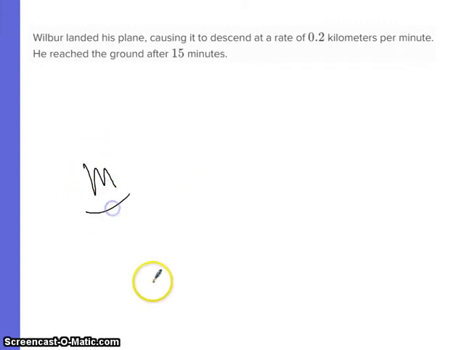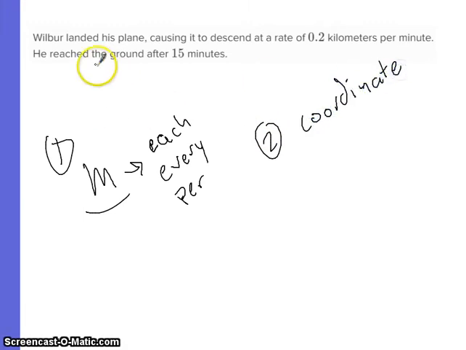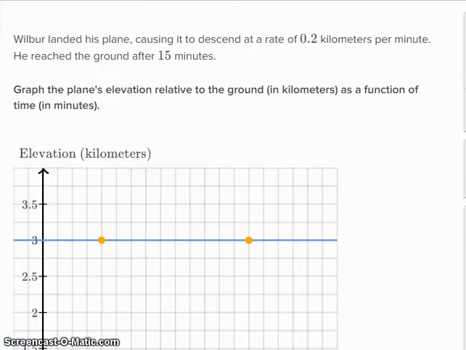Start by finding the slope. What do you look for to find the slope? A rate, and then you look for the keywords. Each, every, or per. Okay, so step 1, find the slope. Step 2, he reached the ground after 15 minutes, so find your coordinate. Okay, how high is the ground? We spent a long time talking about this last time. What is the elevation of the ground?